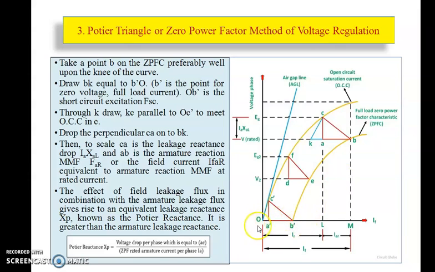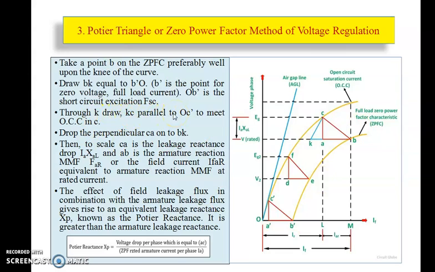This OB dash, म्हणजे B dash, it is the point for the zero voltage full load current. म्हणजे माझा व्होल्टेज झिरो असताना जो काय माझा फील्ड करंट, असा फील्ड करंट आहे की त्या फील्ड करंटला माझा फुल लोड करंट इथनं फ्लो होणार आहे. ओके, नाव OB dash is the short circuit excitation FSC. Now next this one, through K draw KC parallel to O dash C.